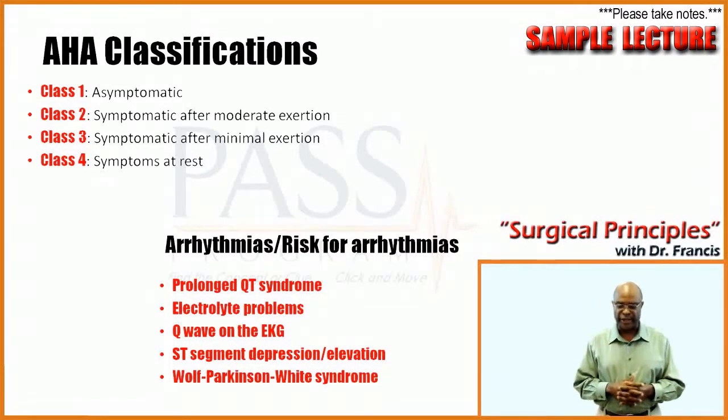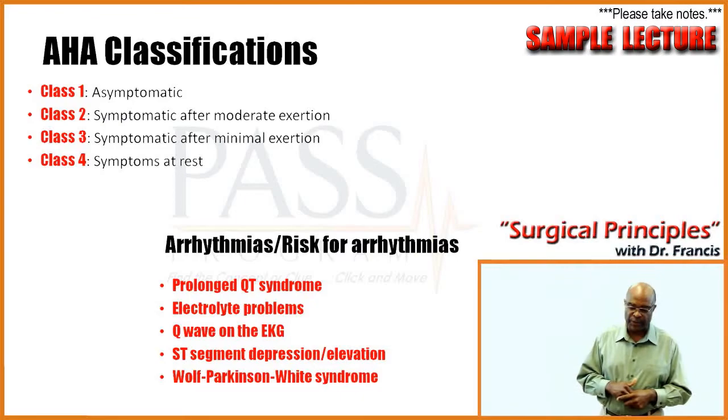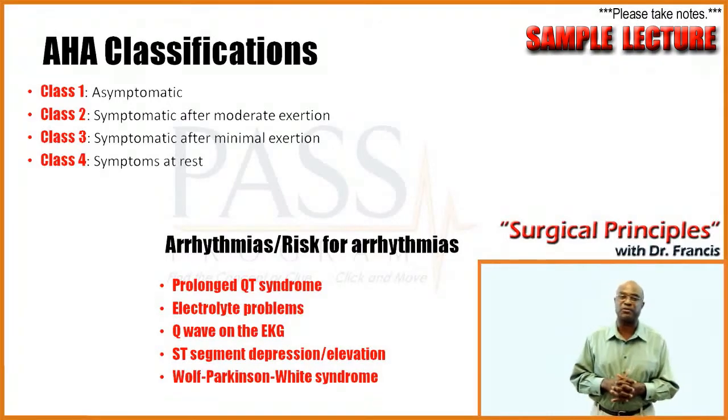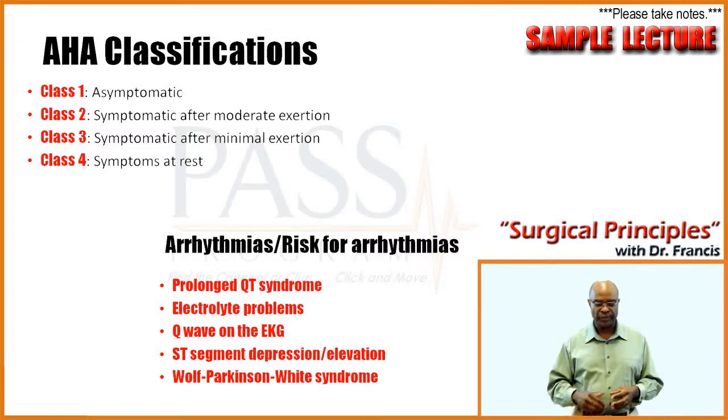So class 1 is when the patient is asymptomatic. That's obviously where we want them before we take them to surgery. Class 2 is symptomatic after moderate exertion. Class 3 is symptomatic after minimal exertion, and class 4 is symptoms at rest. So in other words, you never want to take a patient to surgery if they're already an AHA class 4, because chances are they won't make it through that surgery.